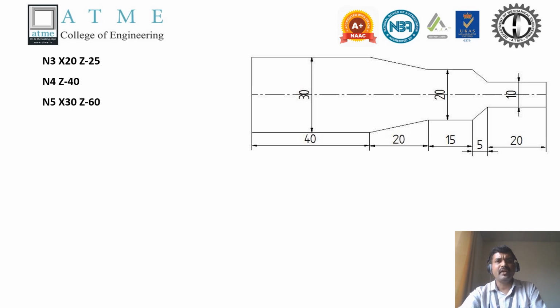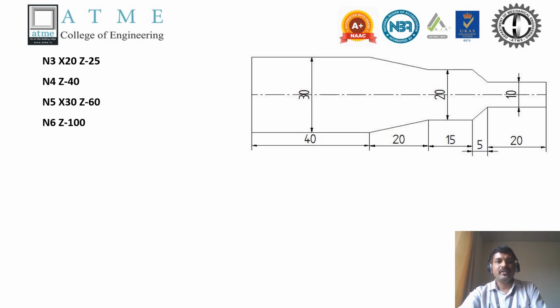Next, the change in the dimension of the x value, that is X30 and Z minus 60. So 20 plus 25 plus 15 plus 20, so altogether 60, minus 60. Next, there is no change in the value of x, so only a change in the value of z. So Z is minus 100.